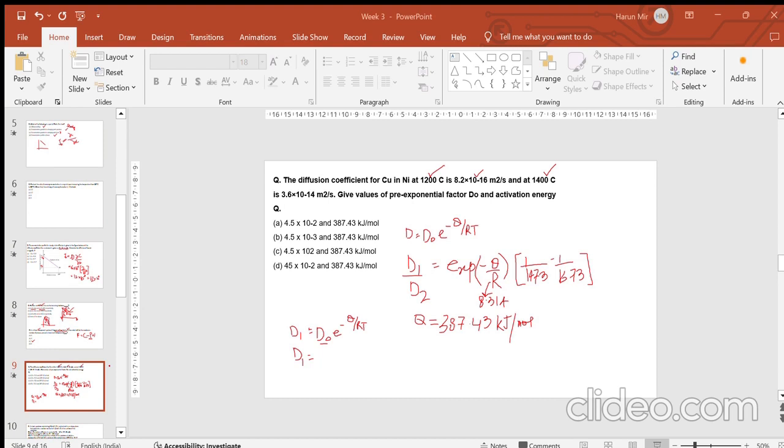Any temperature can be used, right? You have two options, 1200 with its D1, or 1400 with its D2. The D naught will be the same because it does not depend on the temperature.